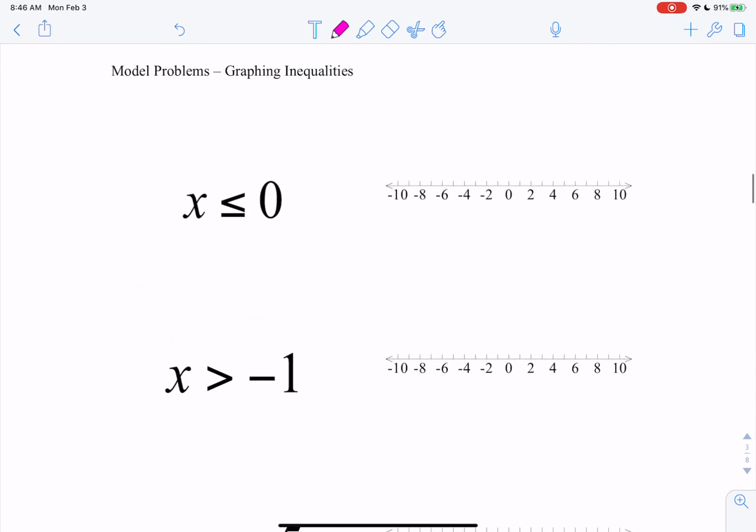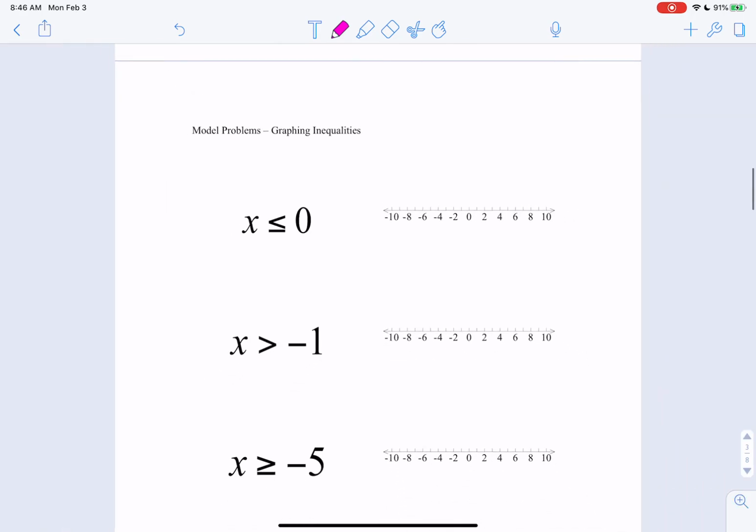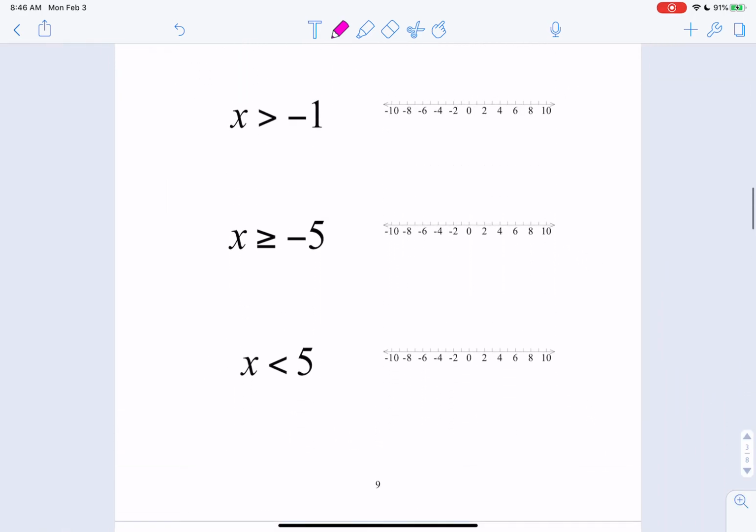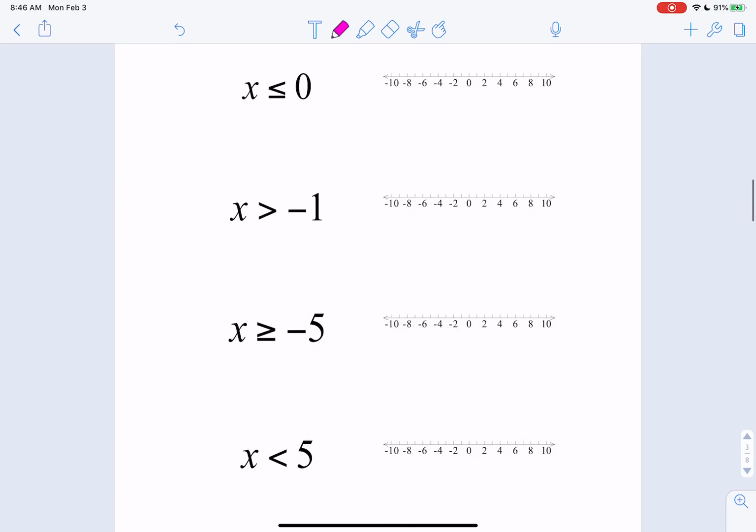All right, so moving on. We have model problems. So we have 4 examples to graph. Go ahead and pause the video, and when you're ready to check your answer, go ahead and resume the video and see if you got it correct. Pause the video now.